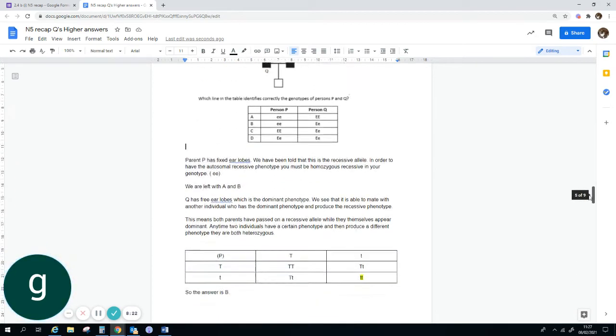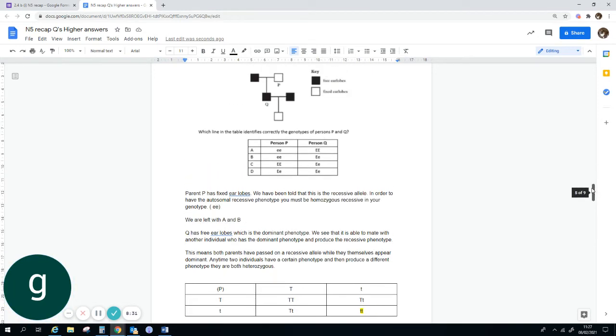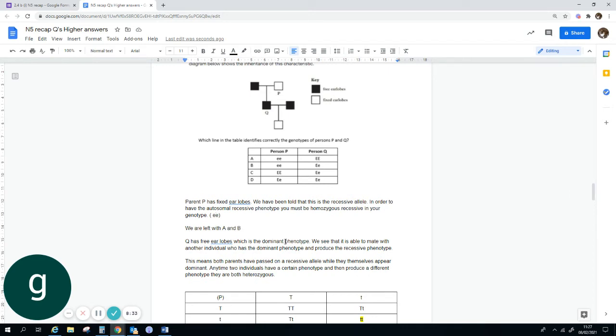And again, the worked example is here. So P has to have fixed earlobes. That means they're homozygous recessive. So we're left with A or B. Q has free earlobes, which is the dominant phenotype.